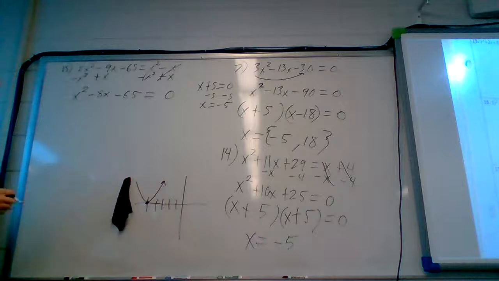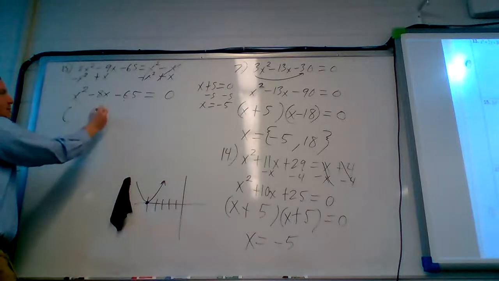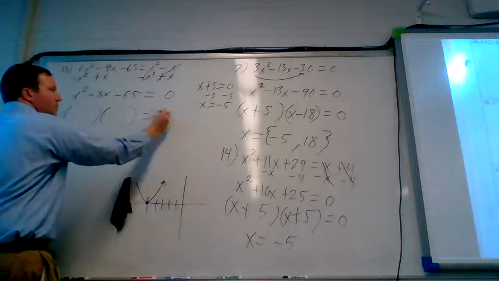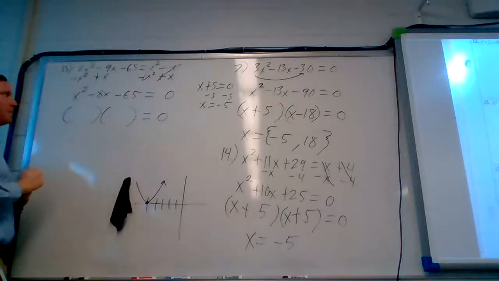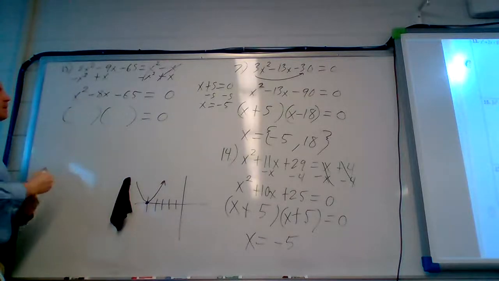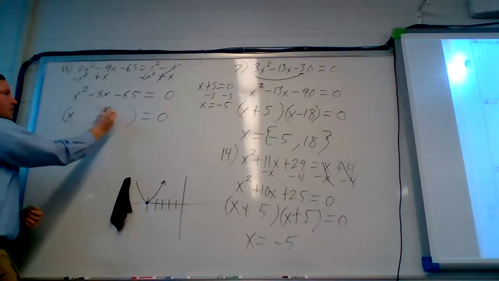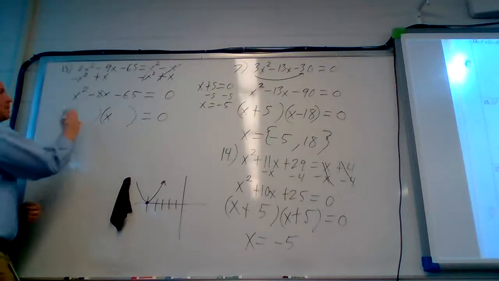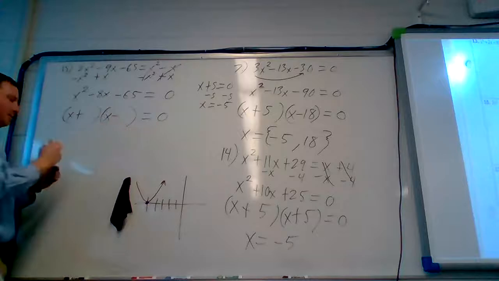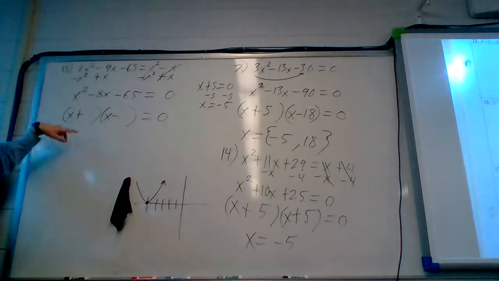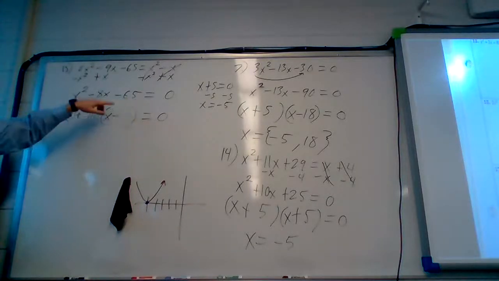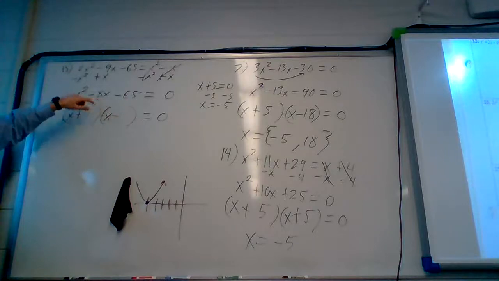So then we need to factor this. It'd be like the other two parentheses. What are our signs going to be? Negative, plus, either way. So we need two numbers that multiply to get 65, whose difference is 8.